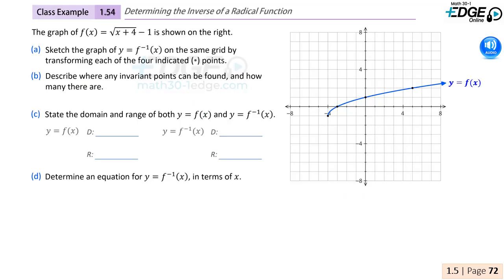Class example 1.54 is an excellent opportunity for you to test your skills and build some confidence. Here, you're asked to determine the inverse of a radical function, which includes sketching the inverse, determining the invariant point or points, determining the domain and range for both the original and inverse, and determining the equation for the inverse. Let's start by sketching the inverse relation. Here, we will take each point on the original and exchange x and y.